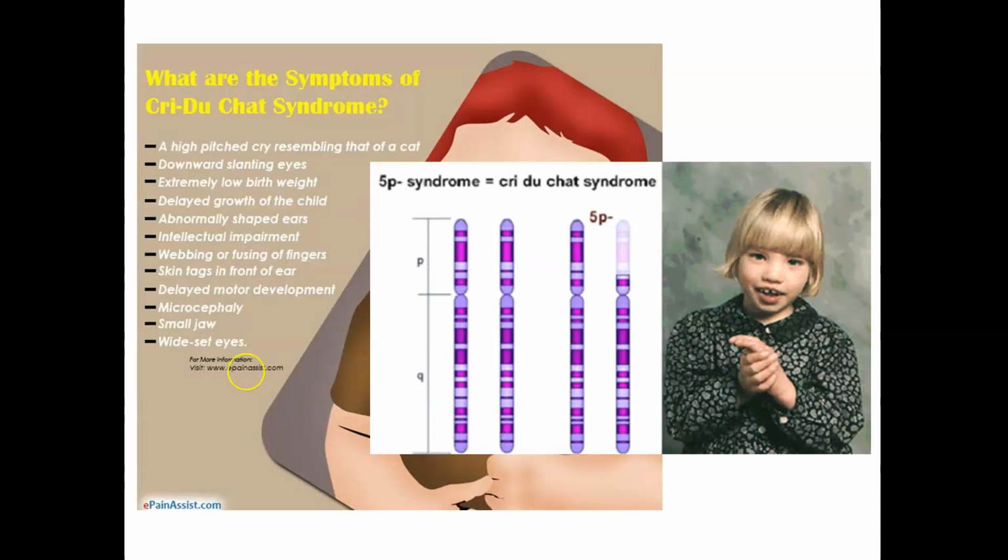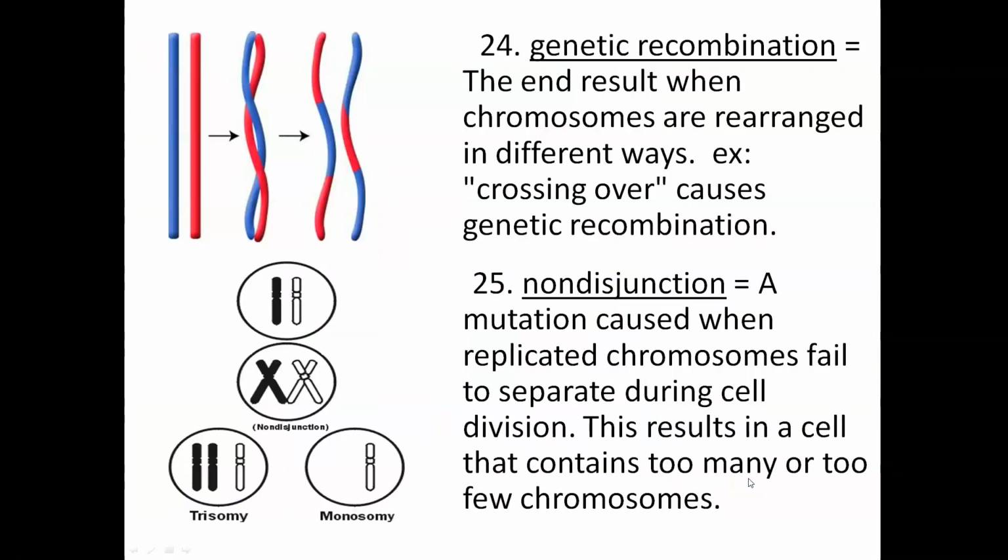Here's Cri-du-chat syndrome. This is what the two chromosomes should look like. In Cri-du-chat syndrome, a whole top of a chromosome is missing. So that can cause these sorts of symptoms in the developing child. 24, genetic recombination. This is what happens as a result of crossing over. So we have those chromosomes exchanging information.